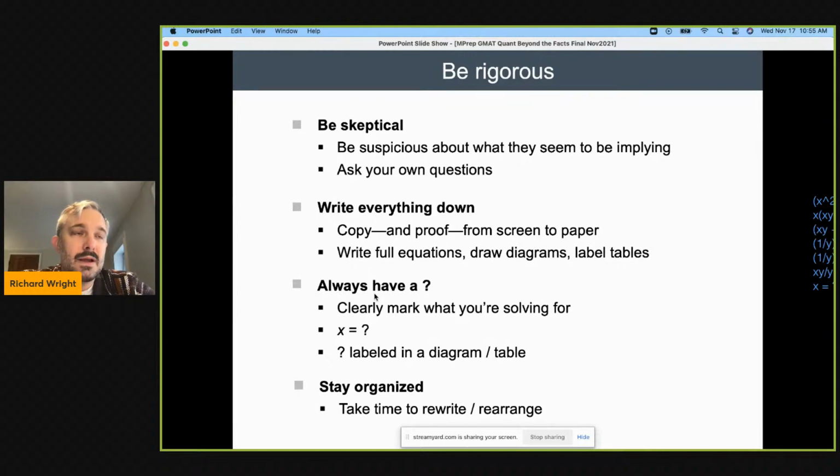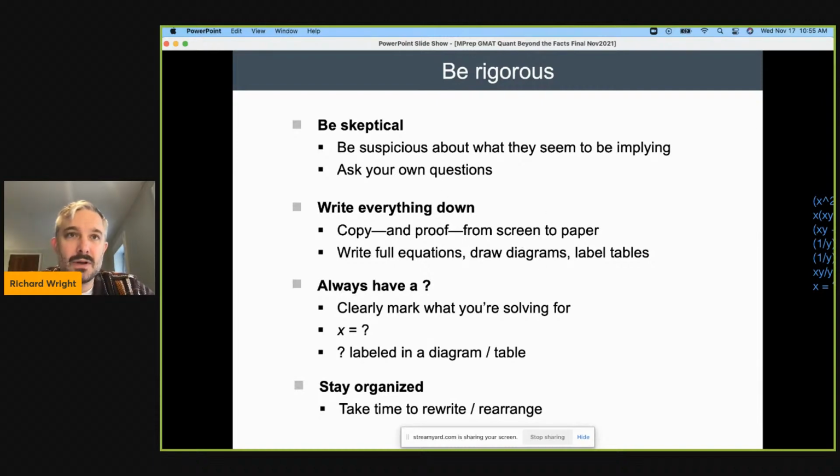Stay organized, right? That might mean as your work gets more complicated and you get off into a corner and you run out of room and it gets really messy, pause for a second, reset, and rewrite the last equation that you were working with somewhere else on the paper where you have a little bit more room and you can organize your work better, and then keep going from there. You want to make sure you stay organized, because if you're not organized, it's very easy, especially when you're under time pressure and not thinking super clearly, to misinterpret something that you've already written.